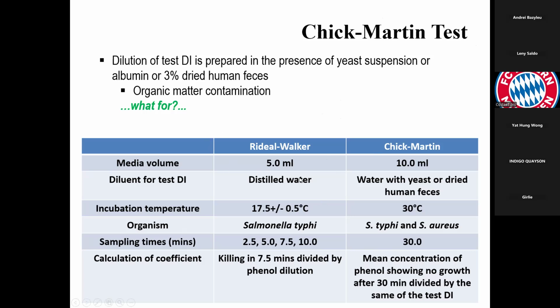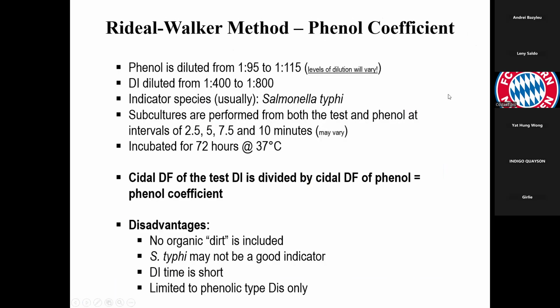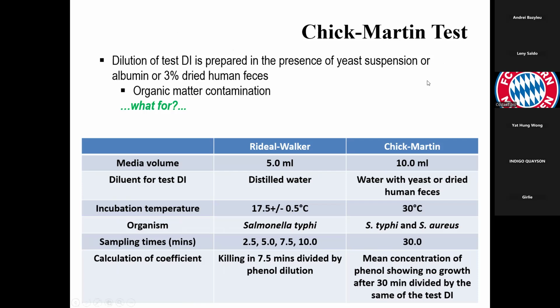The Rydell-Walker method is the phenol coefficient, another name for the basic phenol coefficient method that we looked at last time. The Schick-Martin one is the modification. It's run in exactly the same manner, except for, as this table highlights, some of the differences: the media volume can be adjusted from 5 to 10, for example.